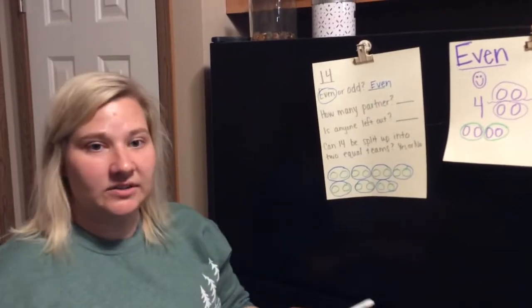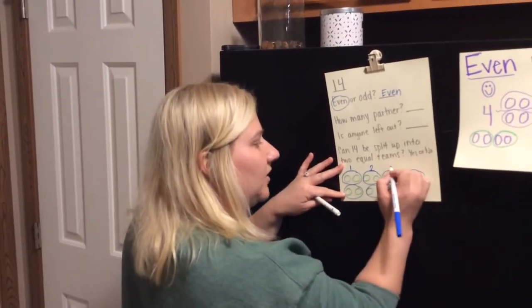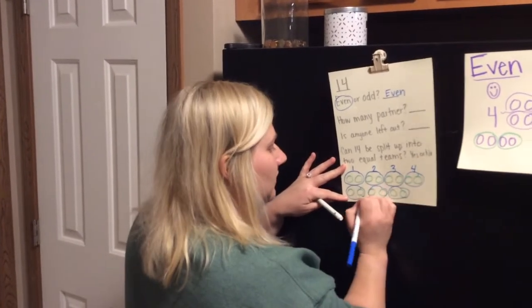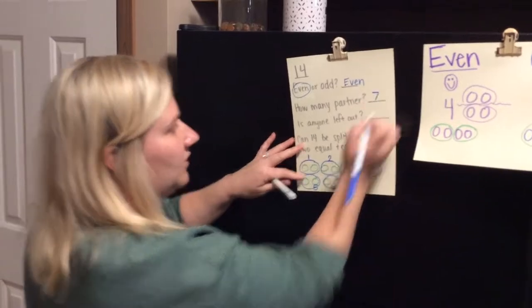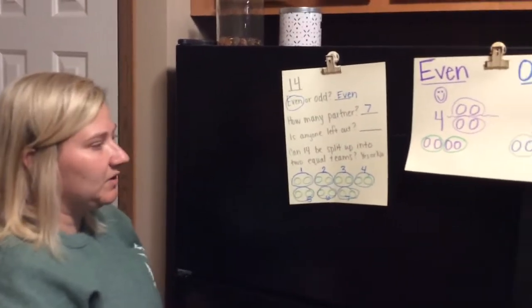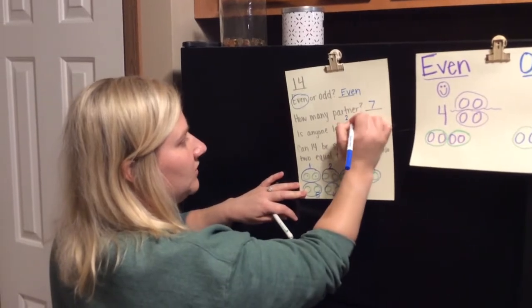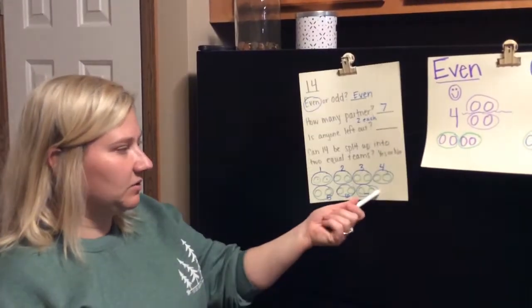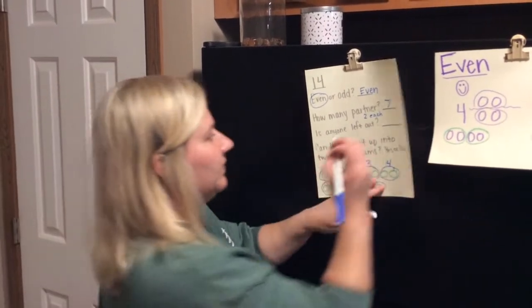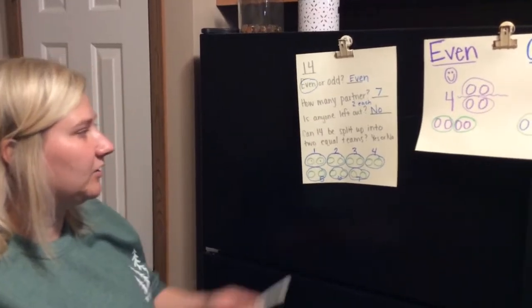How many partners? Well, this is a set of partners. This is a set of partners. There are 7 sets of partners. Okay, how many partners in each? 2. 2 in each. Okay, is anyone left out? Is anyone crying in the corner? Nope. So we're going to write no. Everyone's happy they have a partner.